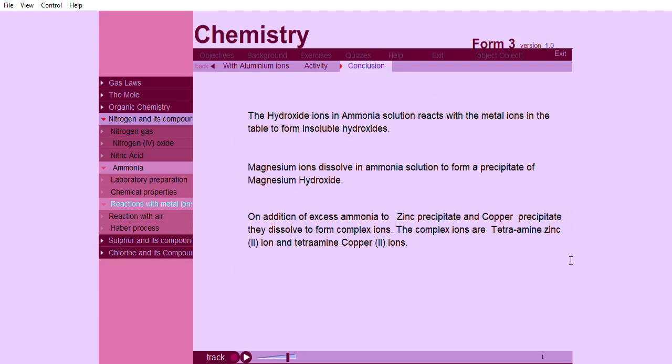The hydroxide ions in ammonia solution react with metal ions in the table to form insoluble hydroxides. Magnesium ions react with ammonia solution to form a precipitate of magnesium hydroxide. On addition of excess ammonia to zinc precipitate and copper precipitate, they dissolve to form complex ions. The complex ions are tetraammine zinc(II) ion and tetraammine copper(II) ions.